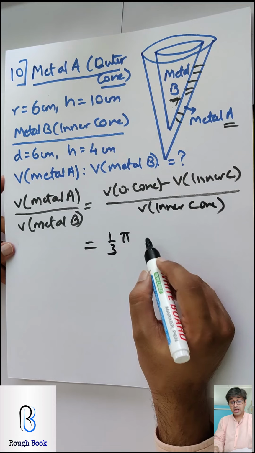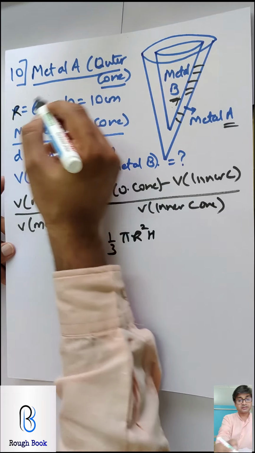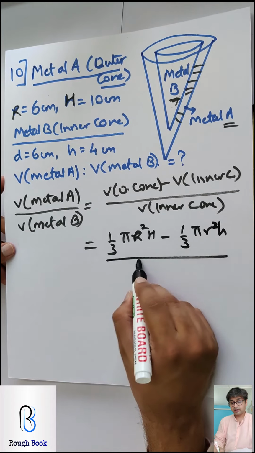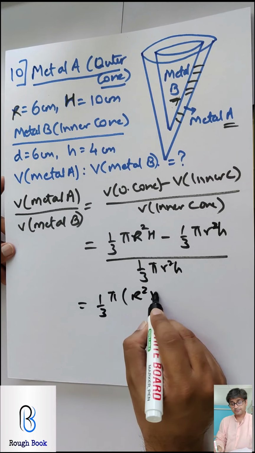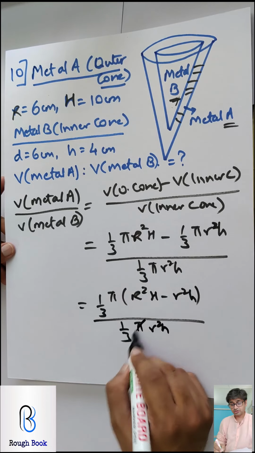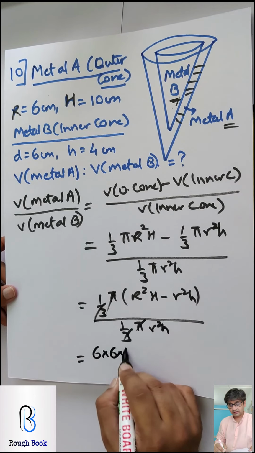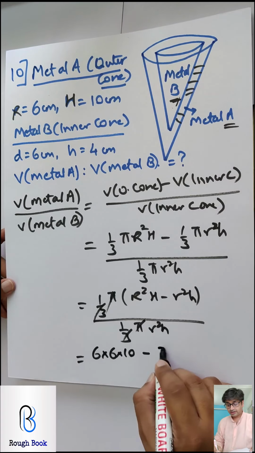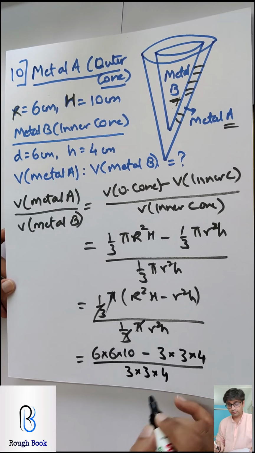1/3 pi R square H, outer we keep it as capital R square, capital H, minus 1/3 pi small r square H. Likewise 1/3 pi small r square H. So you can pull out 1/3 pi common, R square H minus r square h upon 1/3 pi r square h. These things get cancelled. Now bigger R square is going to be 6 into 6 into height 10 minus smaller, diameter is 6, don't take diameter, radius will be 3 and height is 4, upon 3 into 3 into 4.